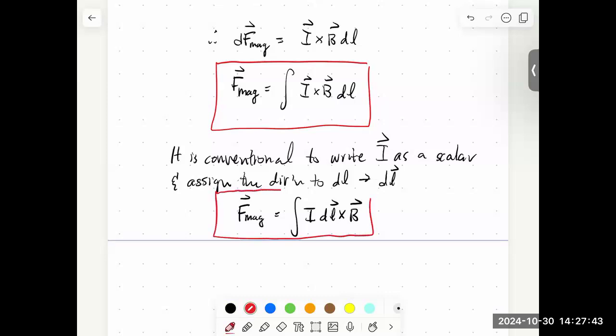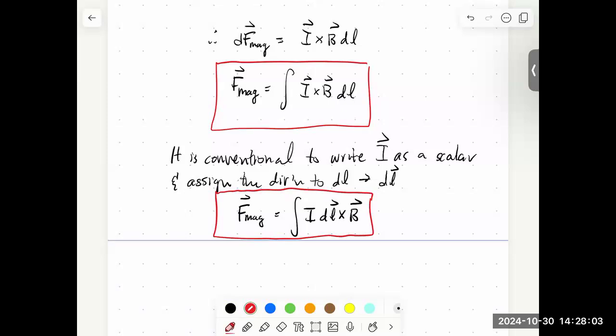This one is a bit unusual to see, usually people like to put the dl at the end, but nevertheless, here we go. I guess you could put it at the end if you wanted to, you could do B cross dl, then you need a negative sign. All right.